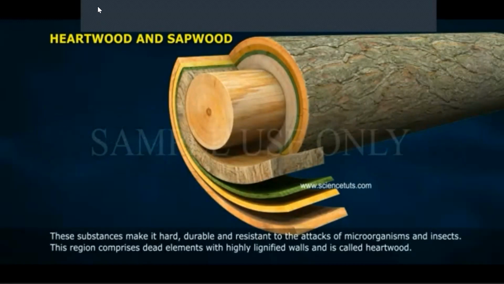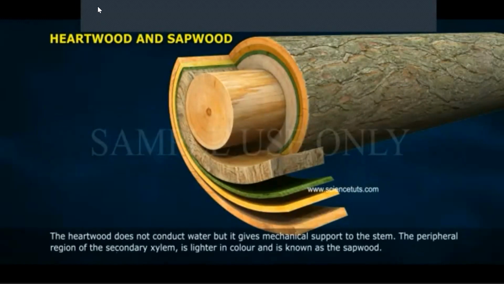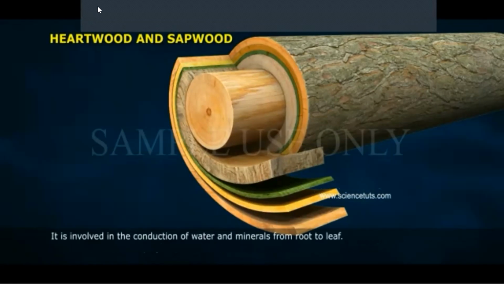This region comprises dead elements with highly lignified walls and is called heartwood. The heartwood does not conduct water, but it gives mechanical support to the stem. The peripheral region of the secondary xylem is lighter in color and is known as the sapwood. It is involved in the conduction of water and minerals from root to leaf.